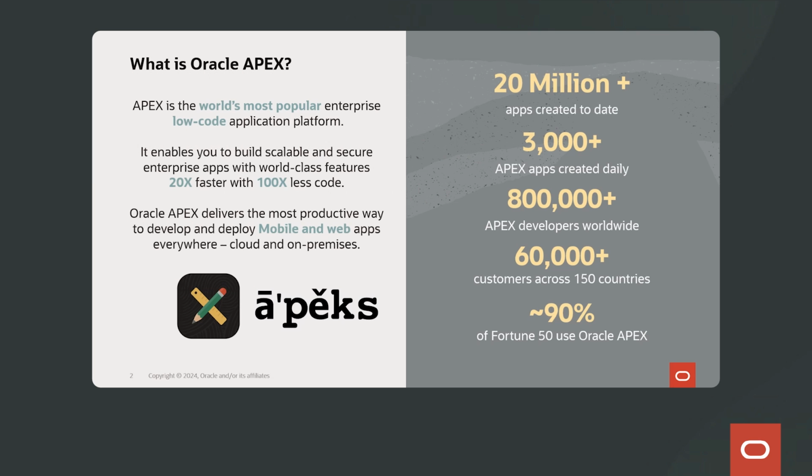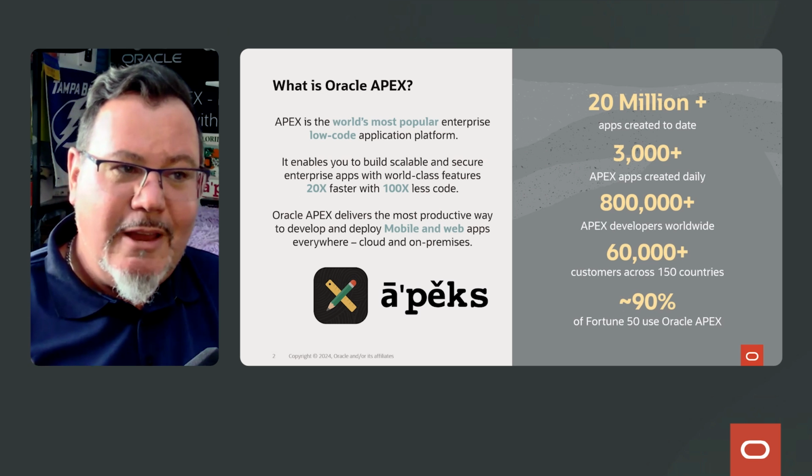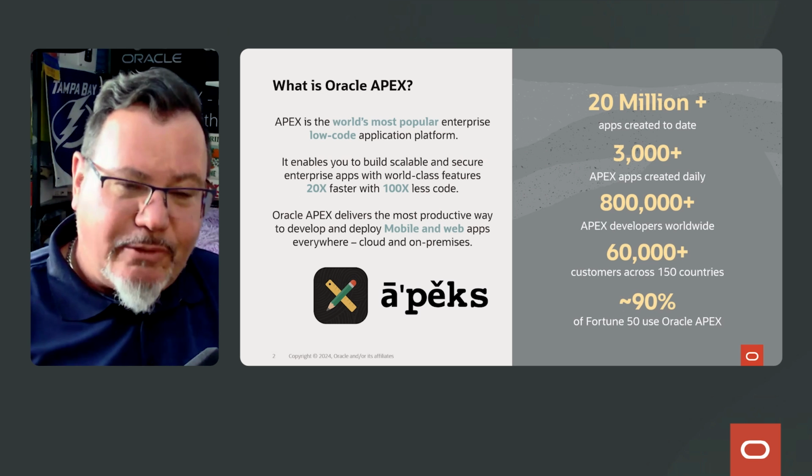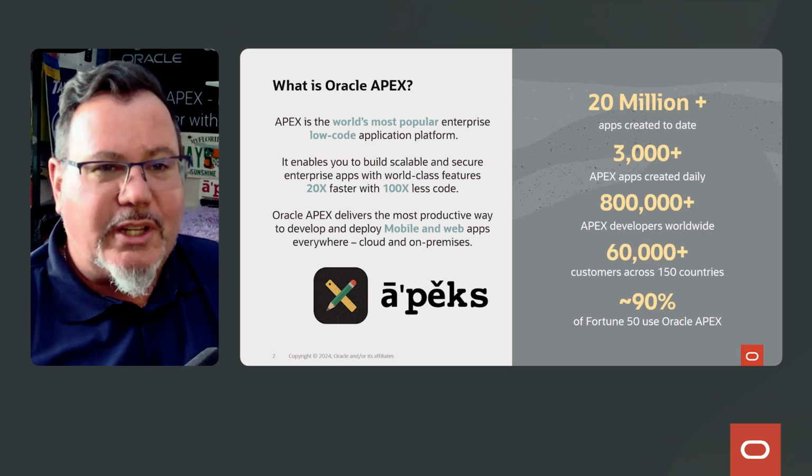What is Oracle Apex? Well, Apex is known as the world's most popular enterprise low-code application platform. It enables us as citizen developers or professional software engineers alike to build these scalable and secure enterprise apps with world-class features, 20 times faster with 100 times less code. So that's the low-code versus high-code comparison. Oracle Apex delivers the most productive way to develop these apps and deploy mobile and web apps everywhere, from cloud, even on premises, all as one particular tool set.